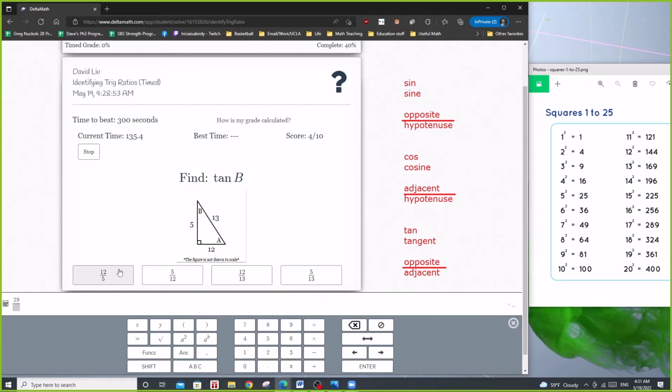12 over 5. But now it's tangent of A, right? So we go the other way. We go 40 over 30. Finally, we got a cosine. Cosine is adjacent and hypotenuse, so here's A. Adjacent to A is here, because it's between the right angle and the angle. And finally, hypotenuse is here. So it'd be 35 over 37. Okay?